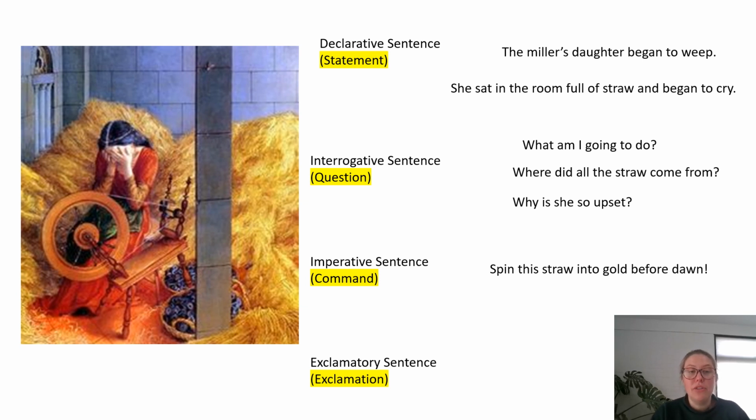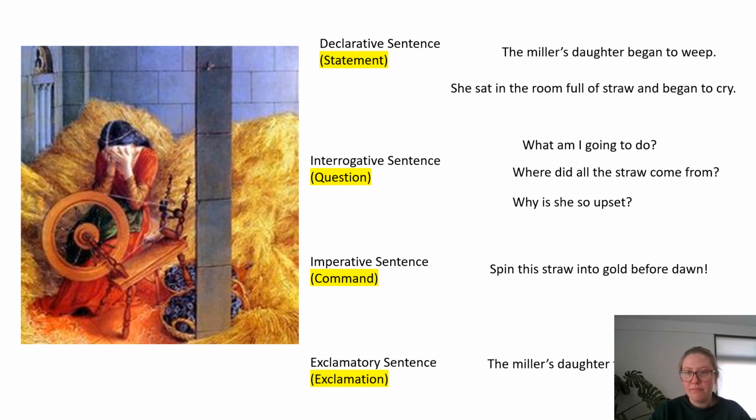Now the last, can you think of a command sentence to write about this picture? And say it out loud. Okay, and the last sentence type is exclamation. So that shows strong emotions or strong feelings, and they do have an exclamation mark at the end to express those strong feelings. So I've got an example. Oh, the miller's daughter, I can't see the end! The miller's daughter feared for her life! So I've put an exclamation mark at the end there to show the strong emotion or the strong feeling. So there's some examples for you.